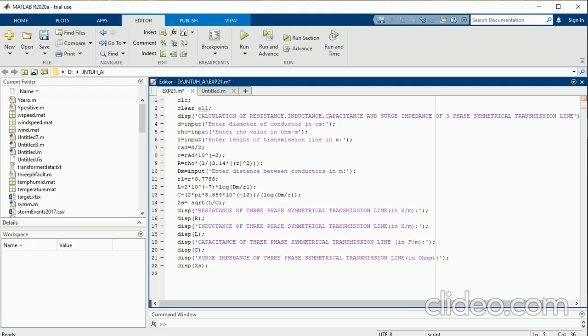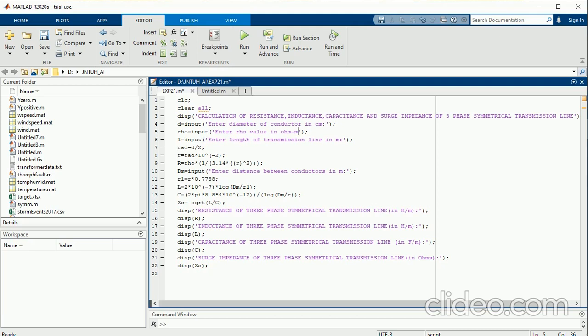Now I'm substituting here for capacitance. Here also, 2 pi epsilon naught by log dm by r. Here whatever radius we are considering is the normal radius; we never consider the GMR here. And please remember, you can write pi as 3.14, or you may go with pi. Either way it is correct, there is no issue. Next, coming to the surge impedance, it will be square root of L by C. So I'm going with the mathematical formula, that is SQRT of L by C.